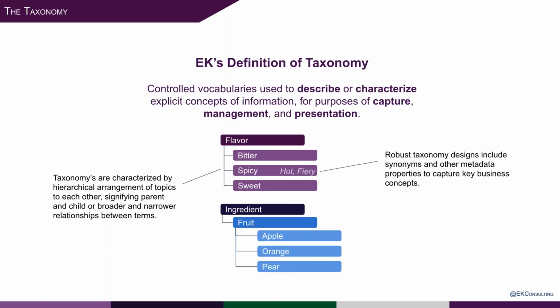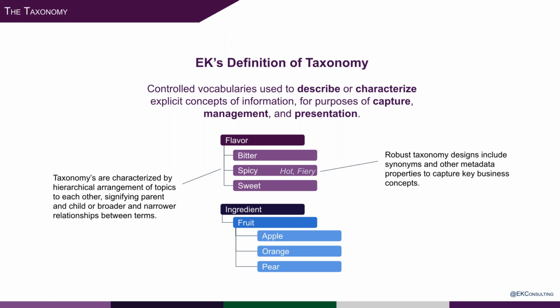So just to drive this home, because we're going to be focusing on taxonomies today. Again, this is a type of controlled list, a type of controlled vocabulary, but we're able to use it to describe or characterize explicit concepts of information, to capture, manage our data, and present it in a more organized way. And again, this is a very simple diagram here. Taxonomies can be more or less complex, but the idea is that we're really characterized by these hierarchical arrangements, typically of topical information, that helps us to organize and describe our data.